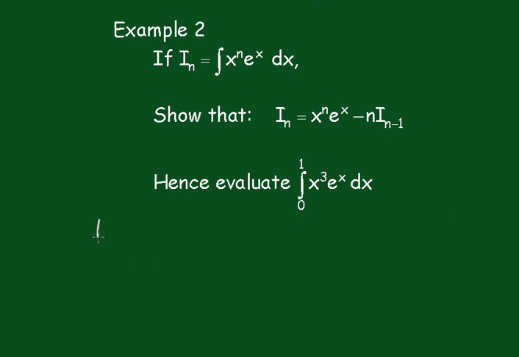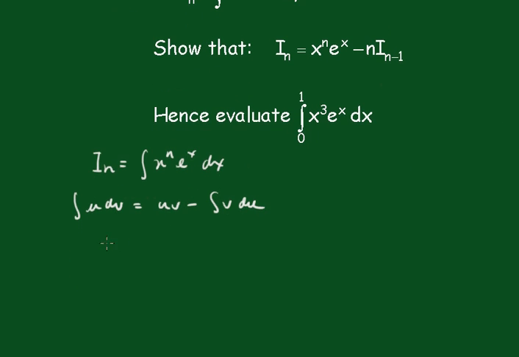So I've got my In equals the integral of x to the n e to the x dx. Now, I'm going to use my integration by parts formula: the integral of u dv equals uv minus the integral of v du. So this time I'm going to let my u equal x to the n and my dv equal e to the x. So my du equals n x to the n minus 1 and my v equals e to the x.